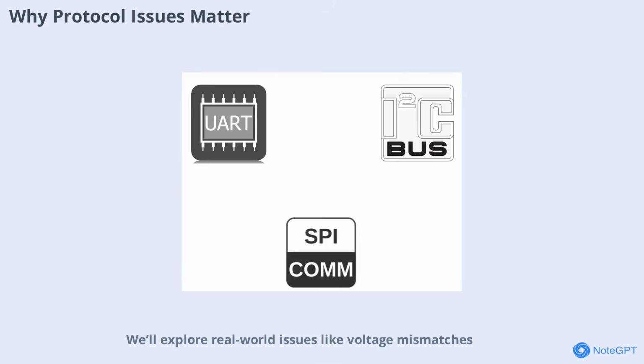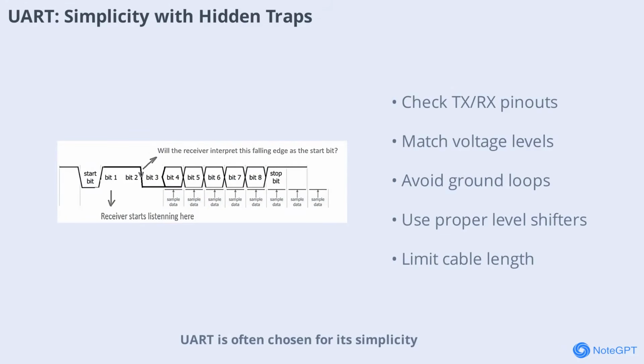We'll explore real-world issues like voltage mismatches, signal integrity problems, and bus contention, and provide practical strategies to avoid them. By understanding these core challenges, you'll be better equipped to design robust, error-free systems. Let's start by looking at why these protocols are so widely used and what makes their troubleshooting both essential and tricky. UART is often chosen for its simplicity, but that very simplicity can mask critical design oversights.